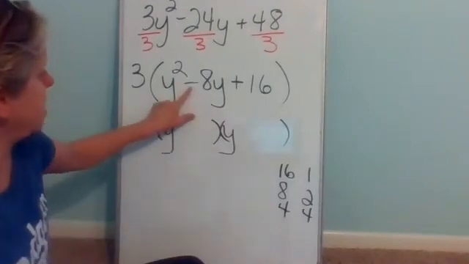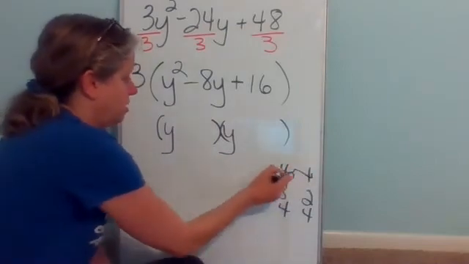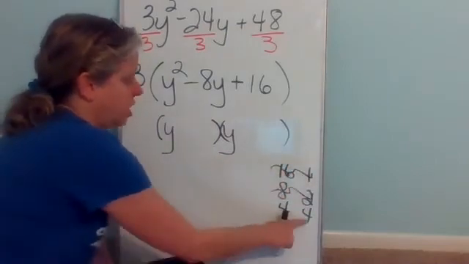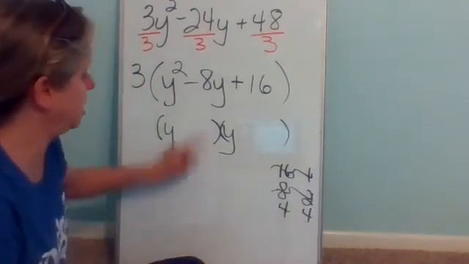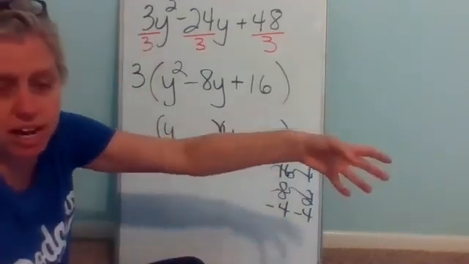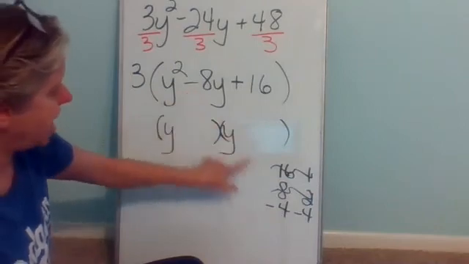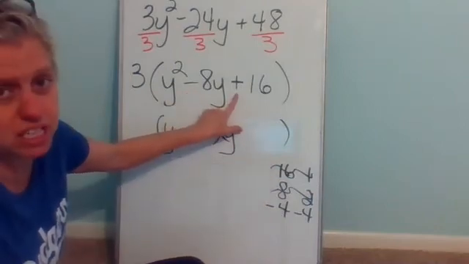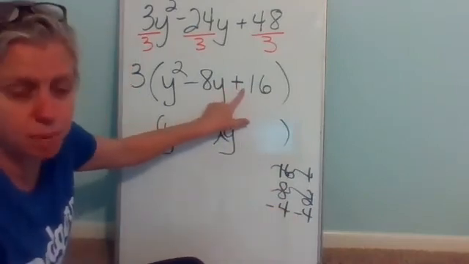So let's see. I need to add to -8. So I'm not going to be able to use 16 and 1 or 8 and 2. But look at 4 and 4. I can add those to get -8. I just need them to both be negative, right? -4 and -4. If I add those together, gives me -8. And it doesn't mess up my +16 because a negative times a negative is a positive.